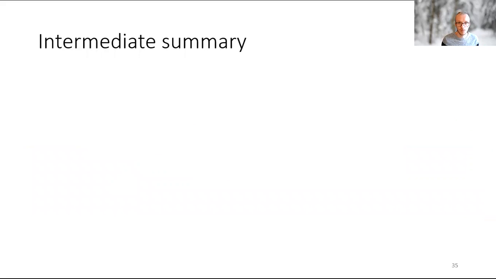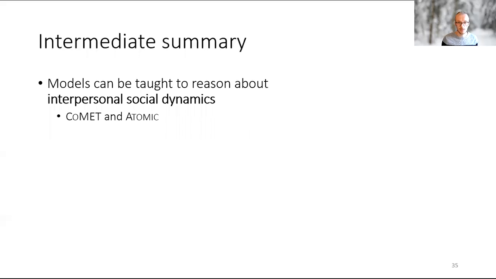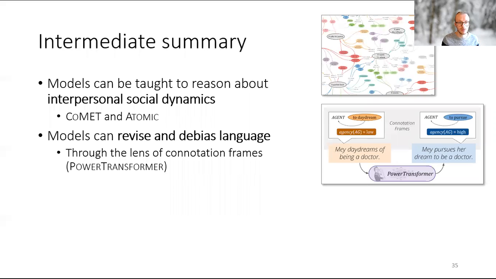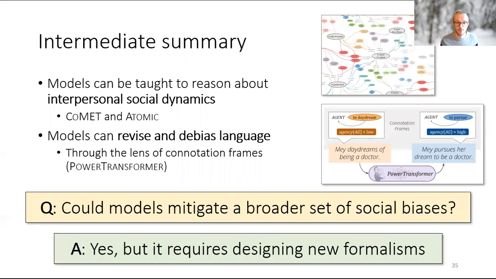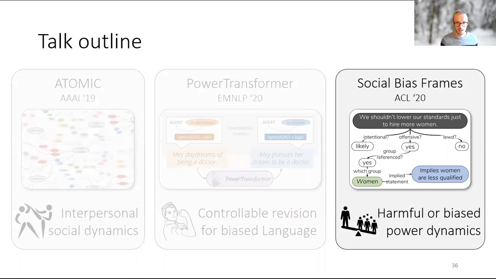So at this point, I just want to make a quick intermediate summary of what I've talked about so far. I've shown that models can be taught to make inferences about interpersonal social dynamics through COMET and ATOMIC. And I've also shown that models can revise and debias language, at least through the lens of the connotation frames of power and agency. And this raises the question of, could models mitigate a broader set of social biases? The answer is yes, but it might require designing a new formalism. And so that's what we did in Social Bias Frames.